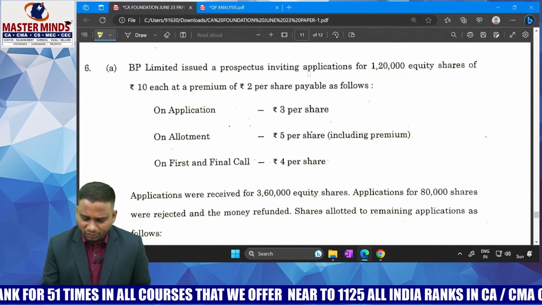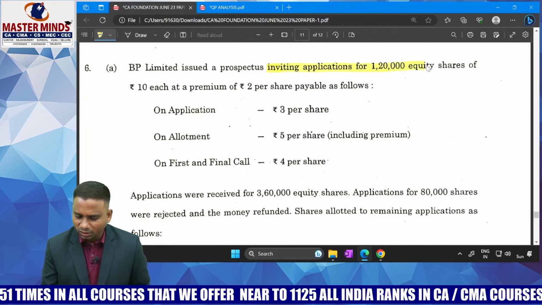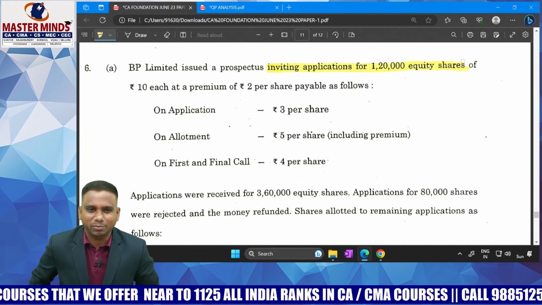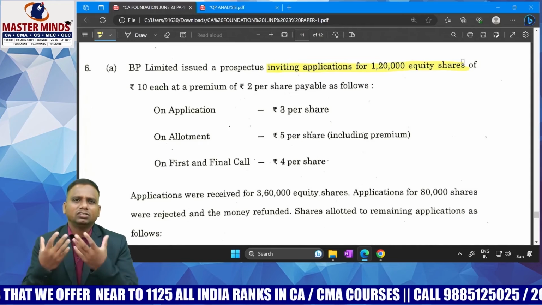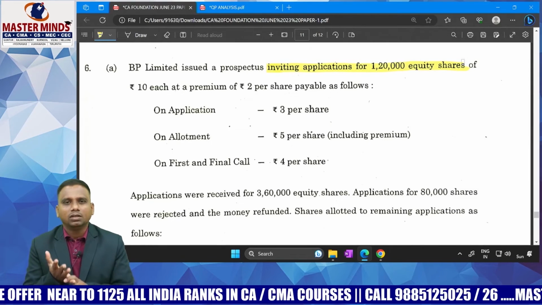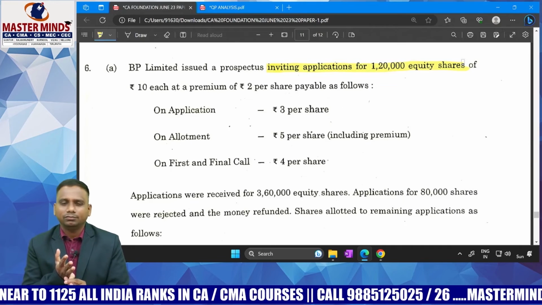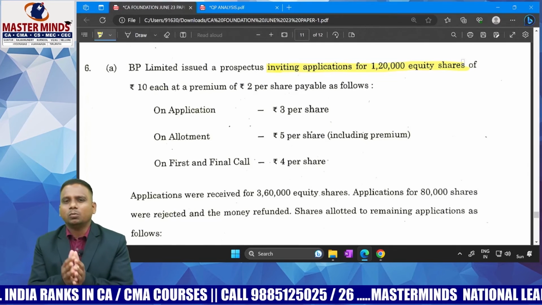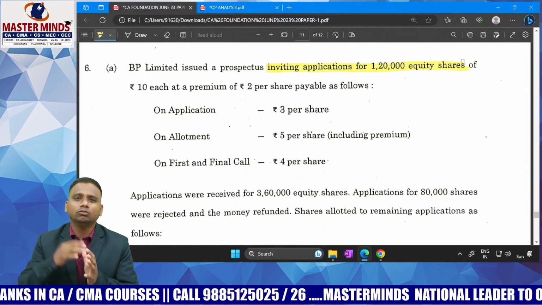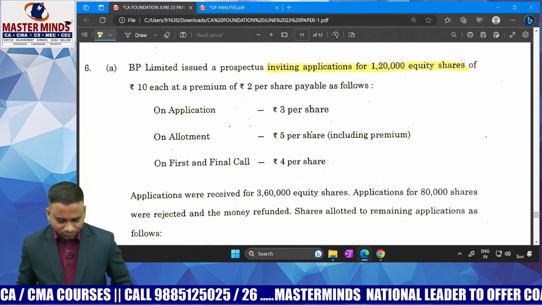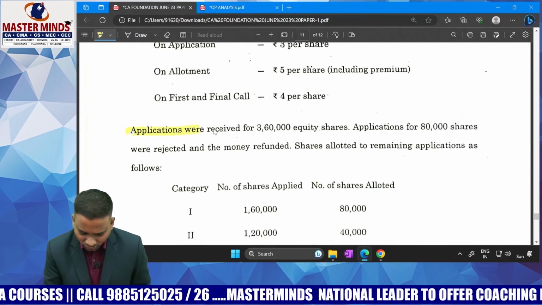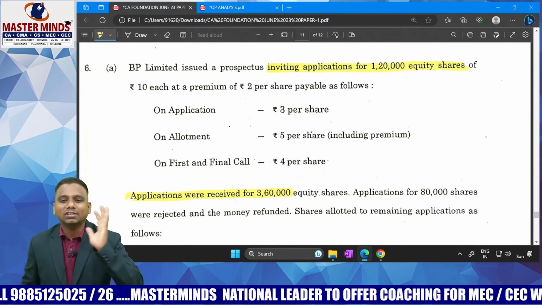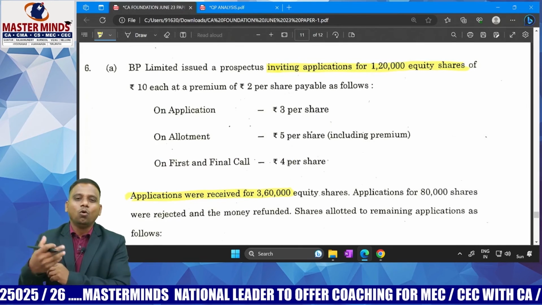BP Limited issued a prospectus inviting applications for 1,20,000 equity shares. Yes, it is an issue of shares, not debentures. When equity shares are issued, there may be three possibilities: one is exactly equal subscription of shares, next under subscription, next over subscription. Now check in the problem which case this belongs to. Applications were received for 3,60,000 equity shares. That means it is the concept of over subscription.